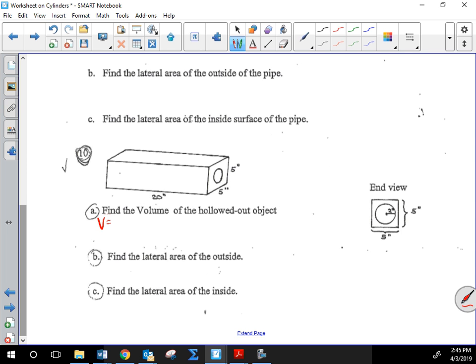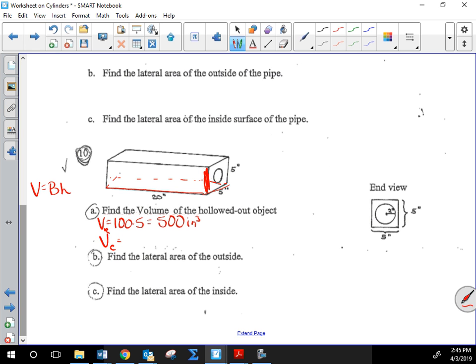Alright, so again, volume is area of the base times height. And again, you've got to commit these formulas to memory. Now, it's up to you what you want to choose as your base. I'm going to just choose what's on the bottom as my base. So area of my base, 20 times 5, so 100. My height, 5. So my volume of the rectangular prism would be 500 inches cubed.